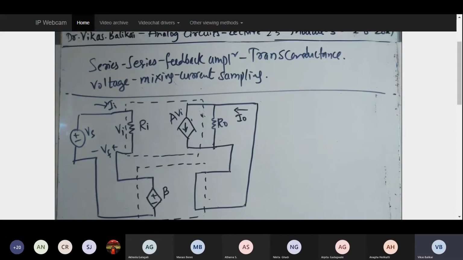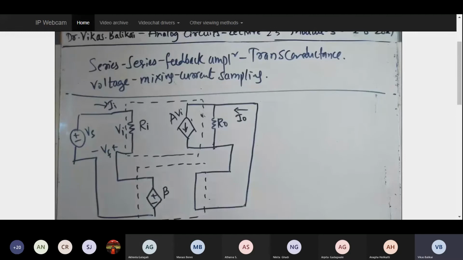Just go through it once. Just a moment. Okay. Now, because both at the input side as well as the output side, the connections are in series format, hence the name series. And voltage is getting mixed at the input side and current is getting sampled at the output side, hence it is voltage mixing current sampling.